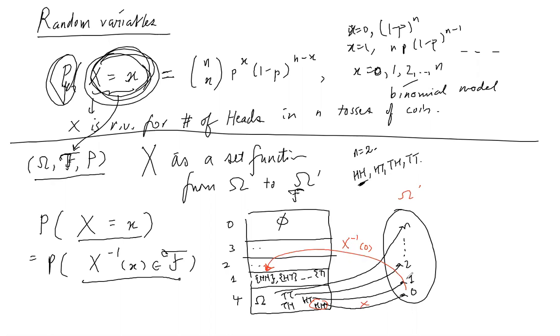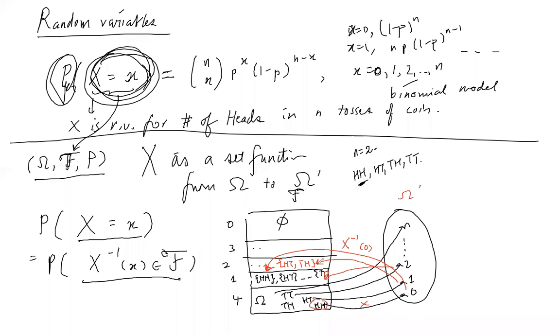So for 1, I think you will put it to HT and TH. There's 1 head, so you put it to this set. For 2, we will put it to TT.